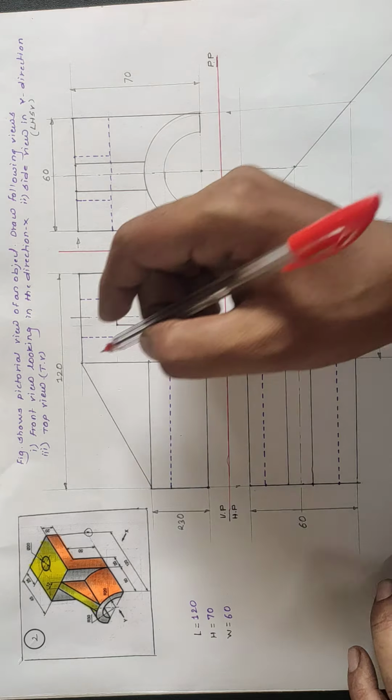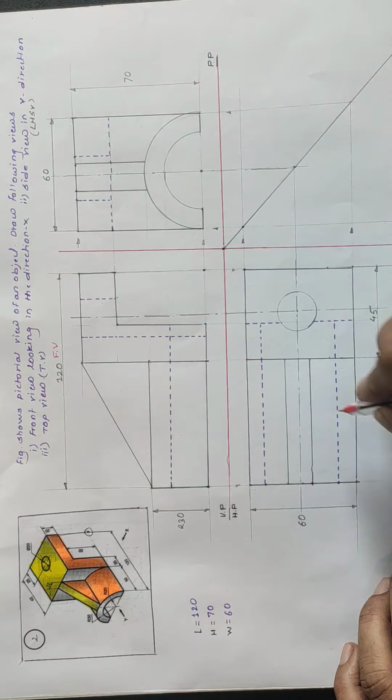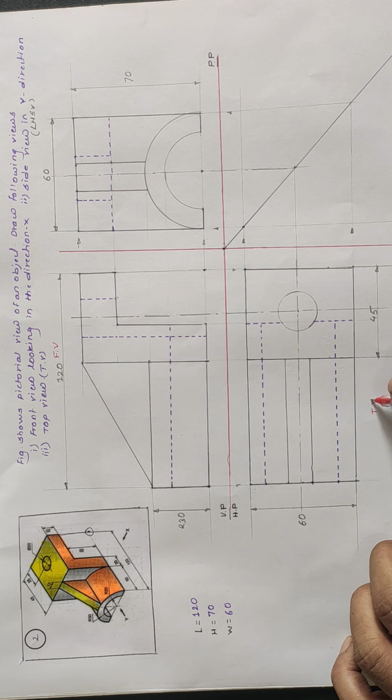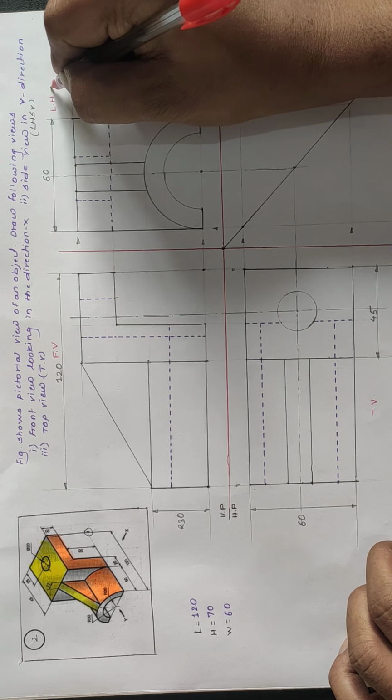Then mention this is the front view of the object, this is the top view of the object, and this is the left hand side view.